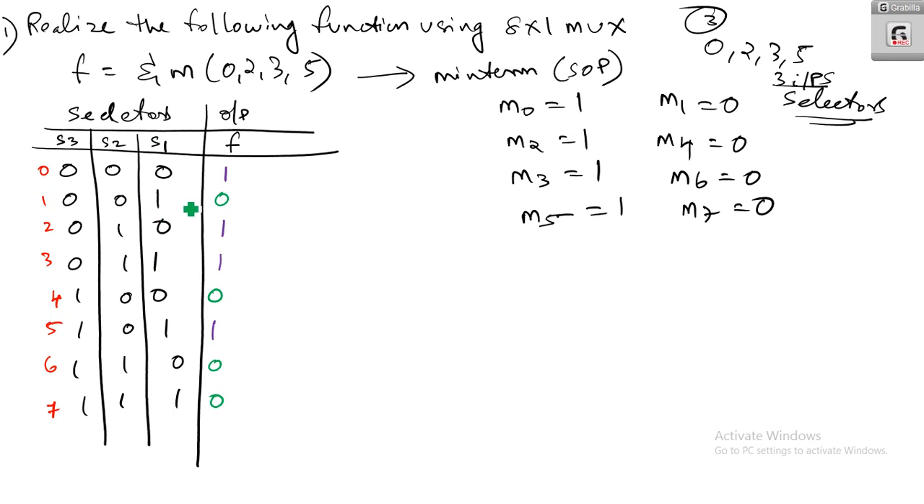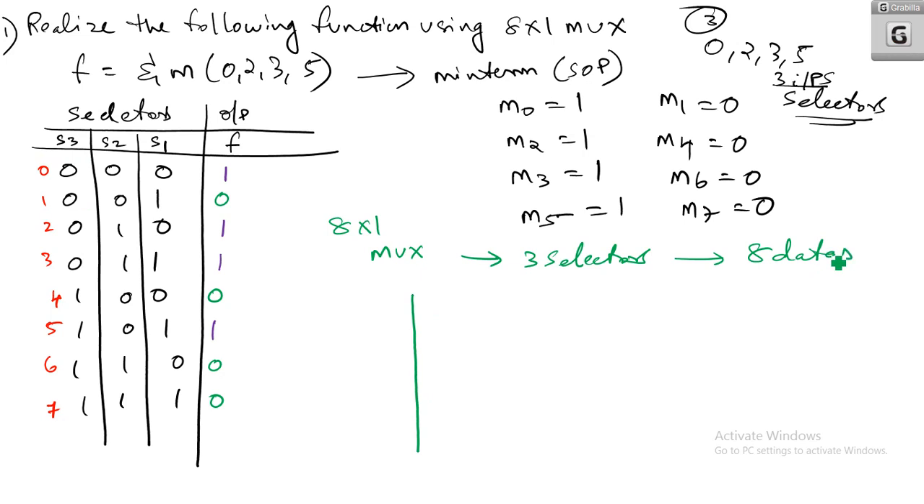So for realizing an 8x1 multiplexer, you have 8 inputs. To realize an 8x1 multiplexer, you should have 3 selectors and 8 data inputs. Which are the 3 selectors? I am choosing them as S3, S2 and S1.